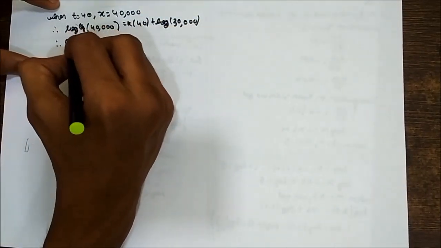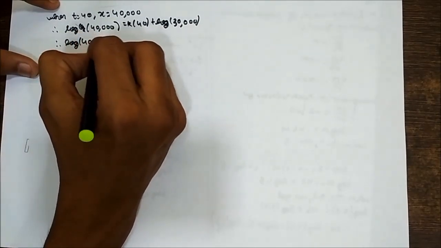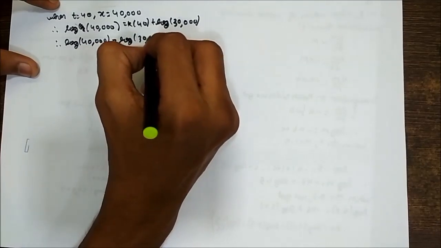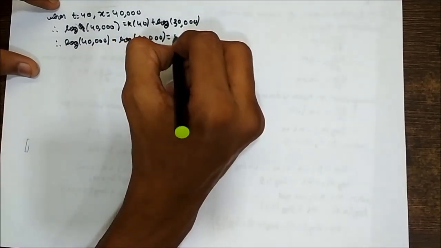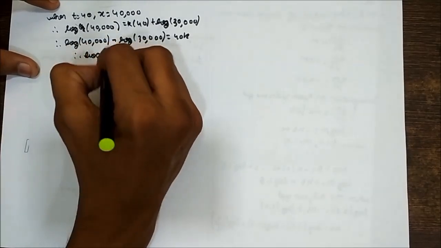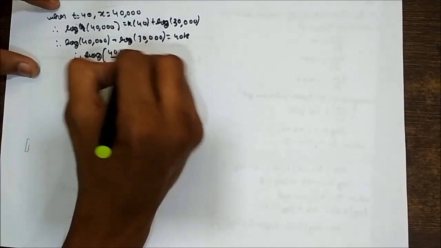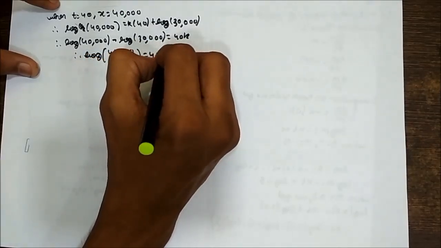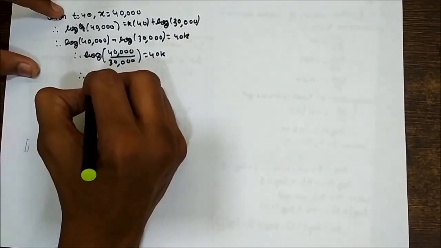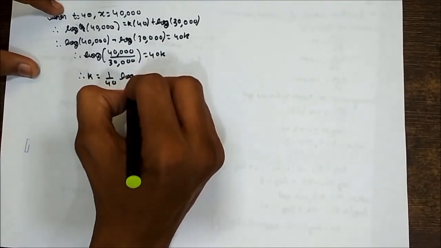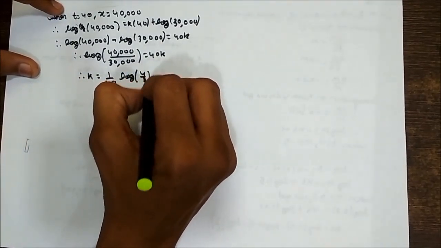Therefore log 40,000 minus log 30,000 is equal to 40k. Therefore log of 40,000 upon 30,000 is equal to 40k. Therefore k is equal to 1 upon 40 log 4 by 3.